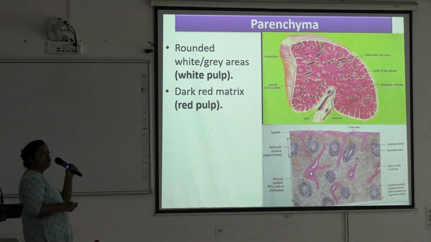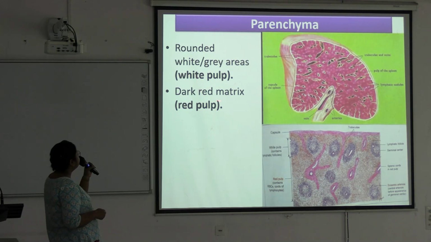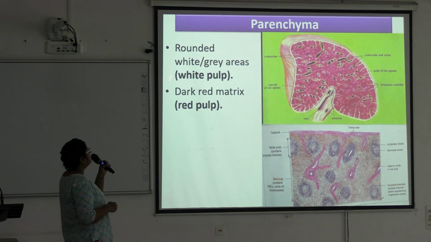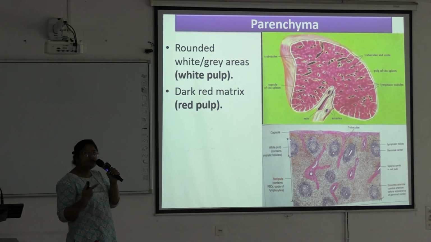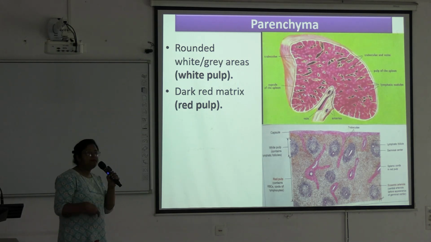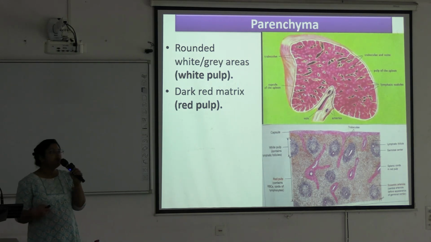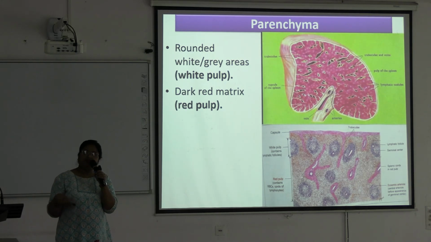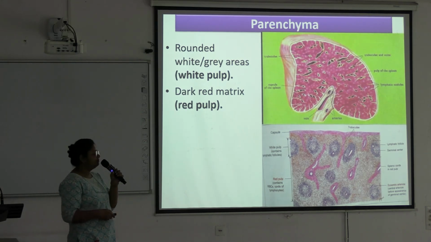Next we go to the parenchyma. Parenchyma means rounded white or grey areas which are forming the white pulp, and dark red matrix which is forming the red pulp. Together, this white pulp and red pulp are forming the parenchyma of the spleen. These are important identification features for a spleen slide. Red pulp and white pulp.